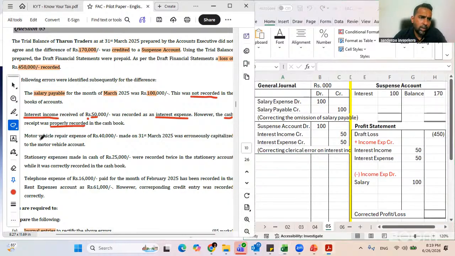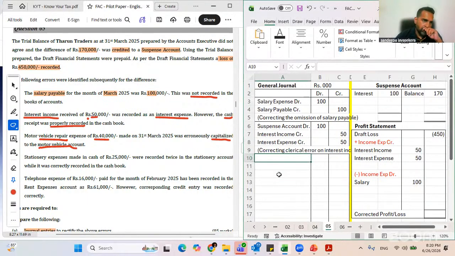Next one. A vehicle repair of 40 was erroneously capitalized. Capitalized means added to the motor vehicle account. So repair has been considered as an asset. That's wrong. So we have to correct that. So we need to recognize the motor vehicle repair expense, which is 40. Motor vehicle repair expense 40. Then we have to remove that from the motor vehicle account 40.